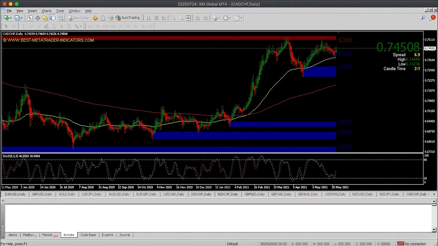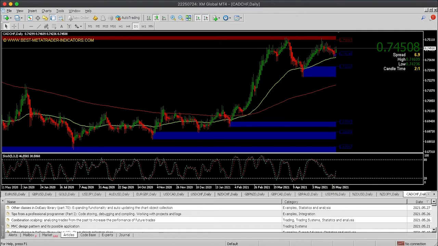So I'm using this new system. It's not really new to some people, but it is new for me. I use supply and demand zones. The red zones are considered supply zones, and the blue zones are considered demand zones.